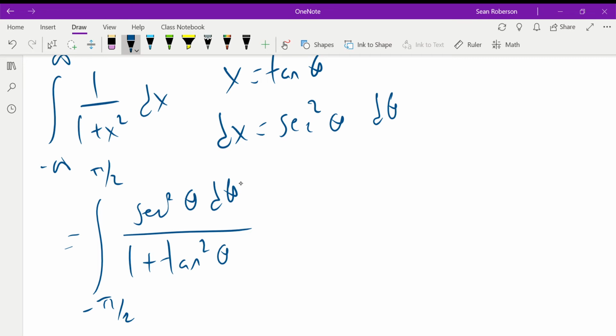But what's 1 plus tangent squared theta? That's just secant squared theta. And so this just really becomes the integral from minus pi over 2 to pi over 2 of just d theta. And surprise, surprise, we know how to do this. Pi over 2 minus minus pi over 2, that's just pi.